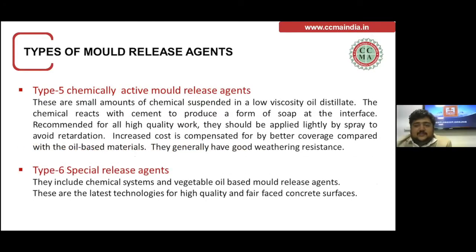The fifth one is chemically active release agents. There is a small quantity of chemical suspended in a low viscosity oil distillate, and the chemical reacts with cement to produce a form of soap at the interface. Recommended for all high quality formwork, especially MS shuttering and that kind of high quality formwork. They use a chemically active mold release agent. They should be applied lightly by spray to avoid retardation. There is an increased cost in these compared to oil-based materials.